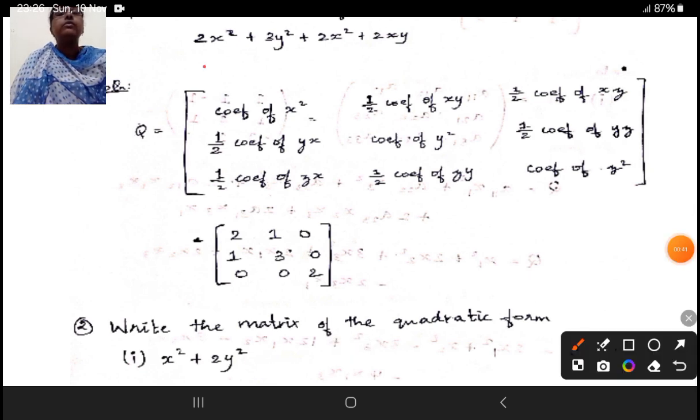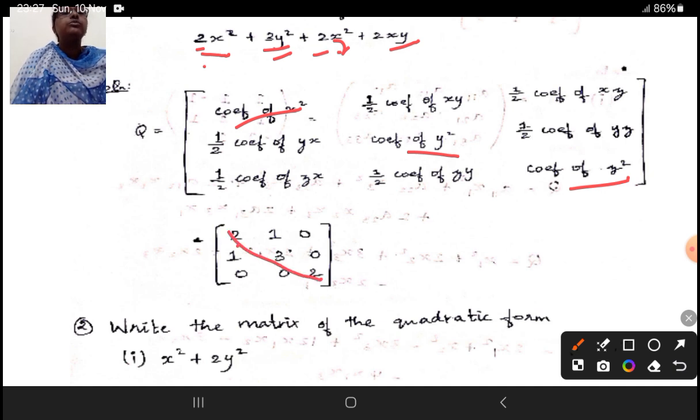We want to check in the given equation the x squared value, y squared value and z squared value. These three values are given, and then the xy value is given. First we can easily write the coefficient of x square, coefficient of y square and coefficient of z square. So 2, 3, 2, we write in the diagonal. Next step is to write the xy. This is the position for xy and yx.